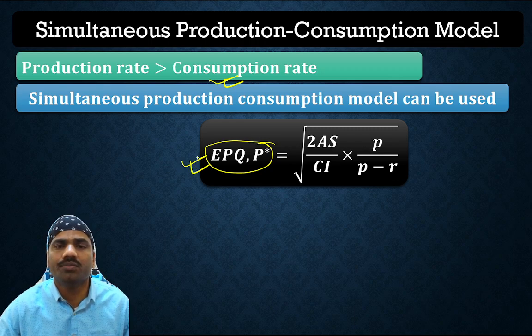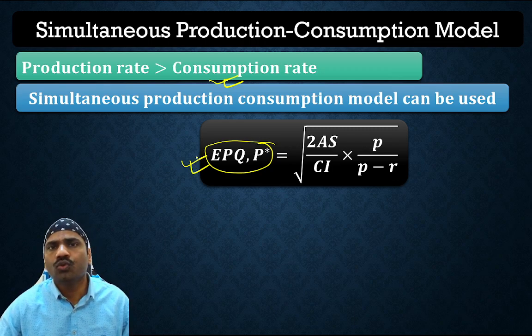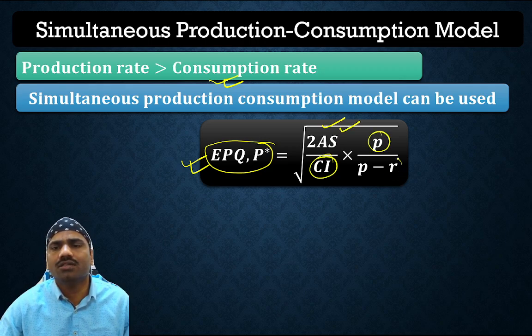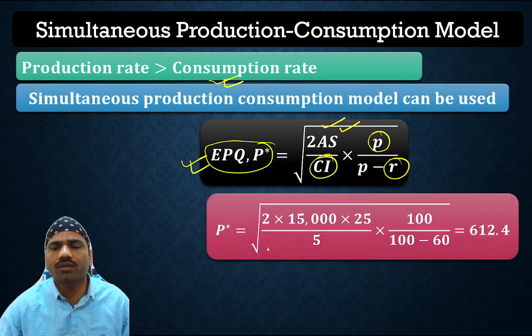So what will be the economic production quantity? Economic production quantity will be the square root of 2S by CI into P by P minus R. We have given A as 15,000, S as 25, CI as rupees 5 per year, production rate 100 and consumption rate is 60. So we put these values and we get that the economic production quantity is 612.4.